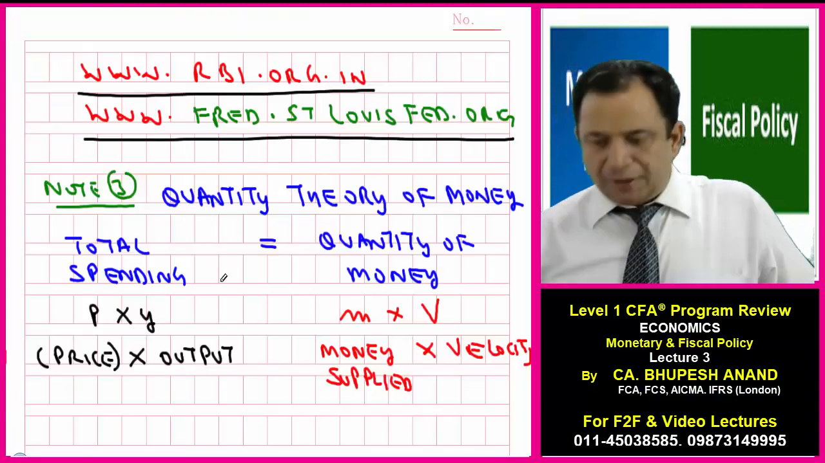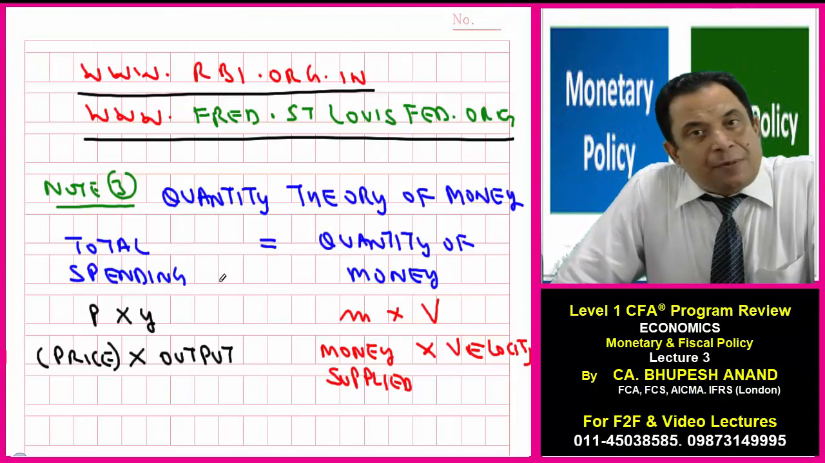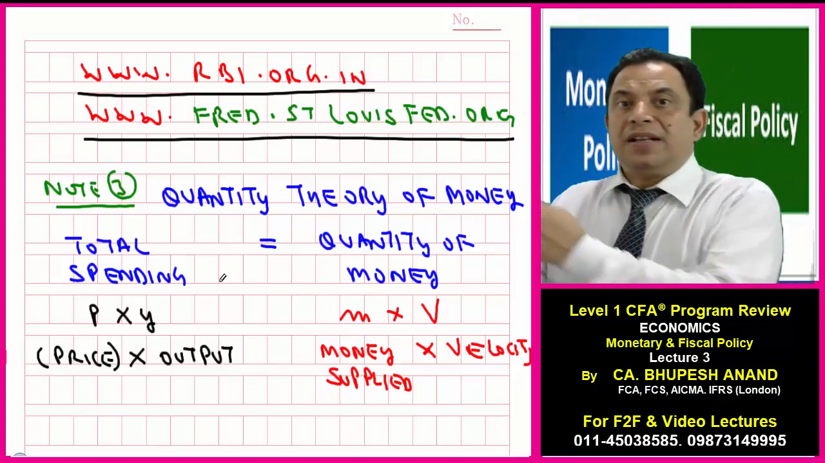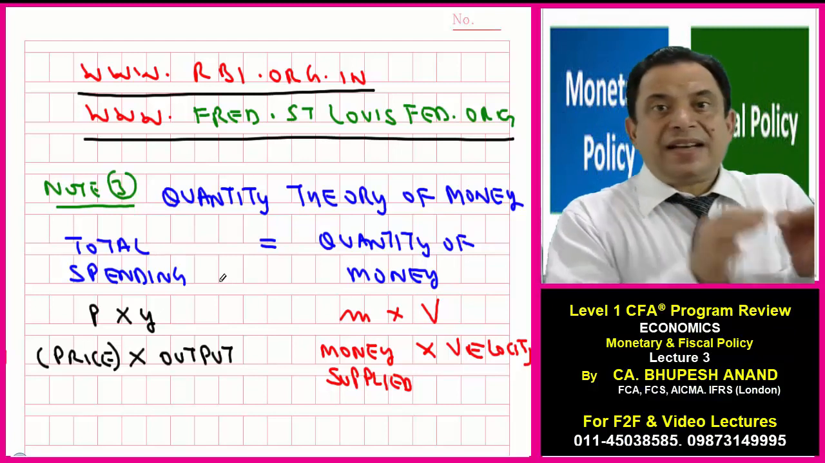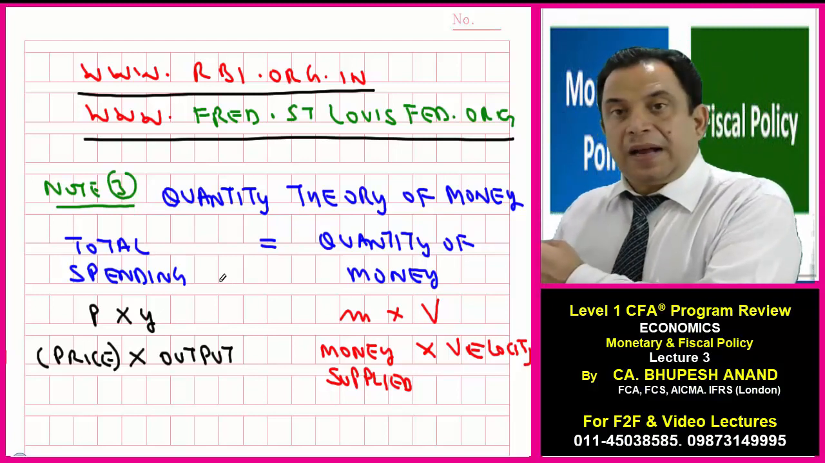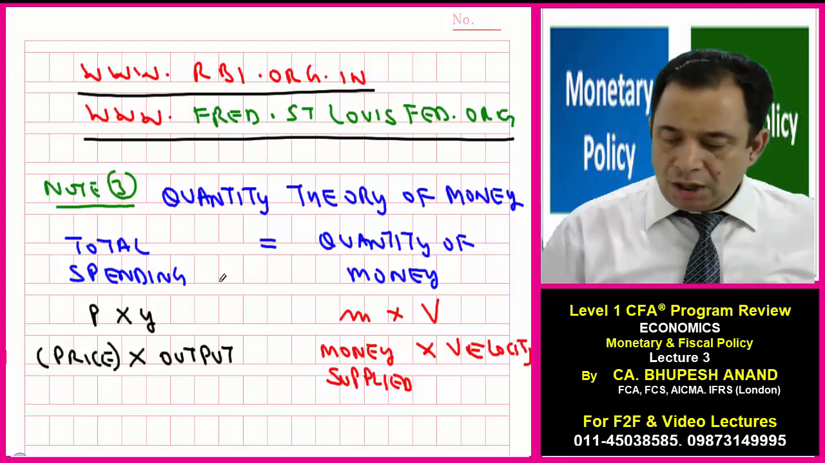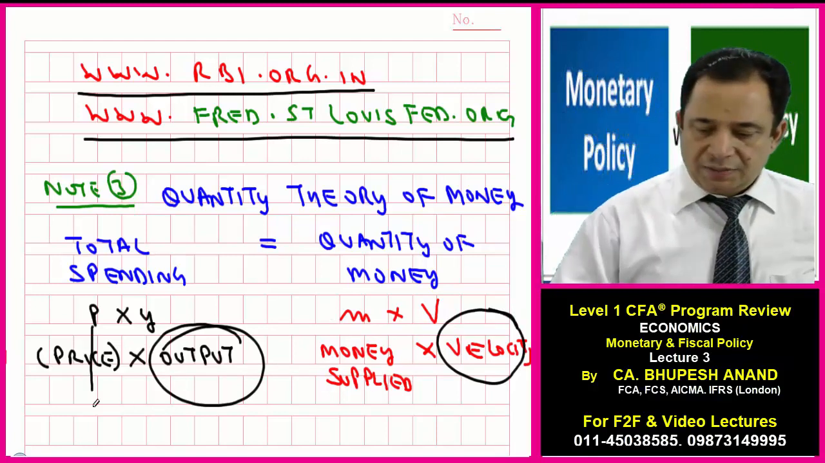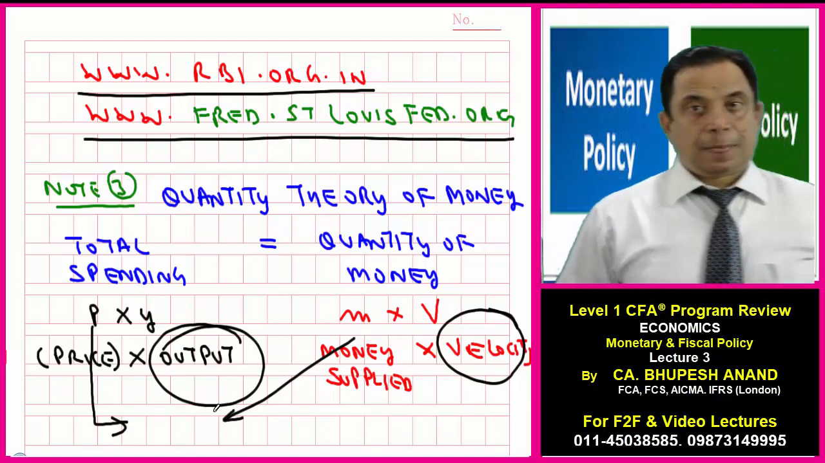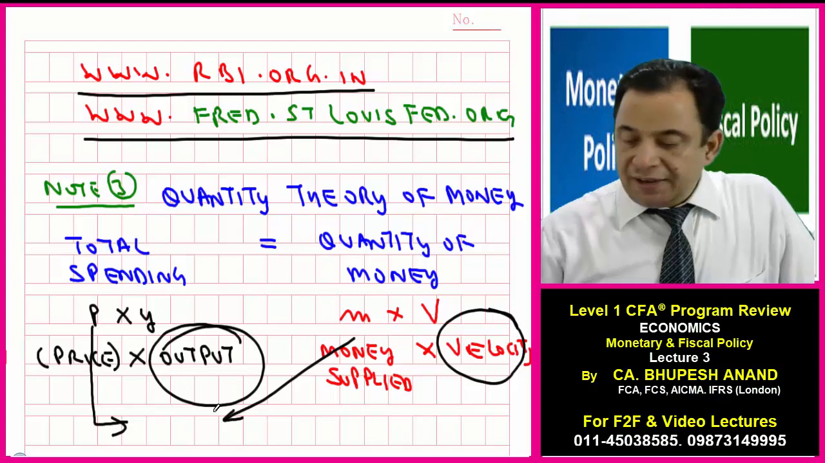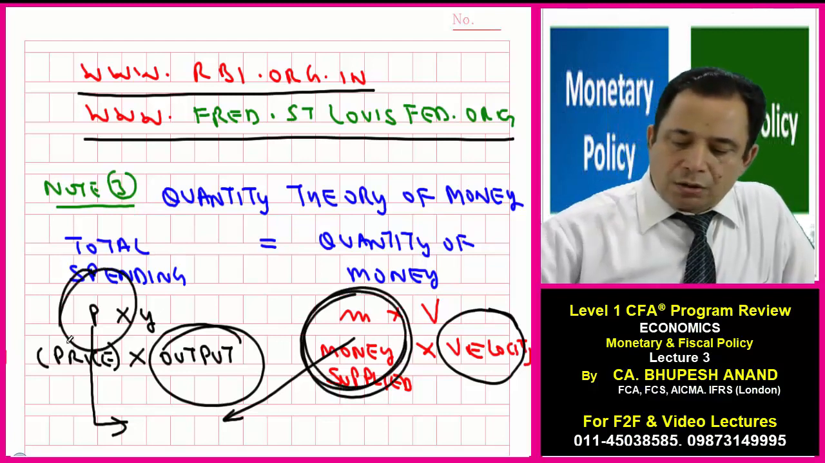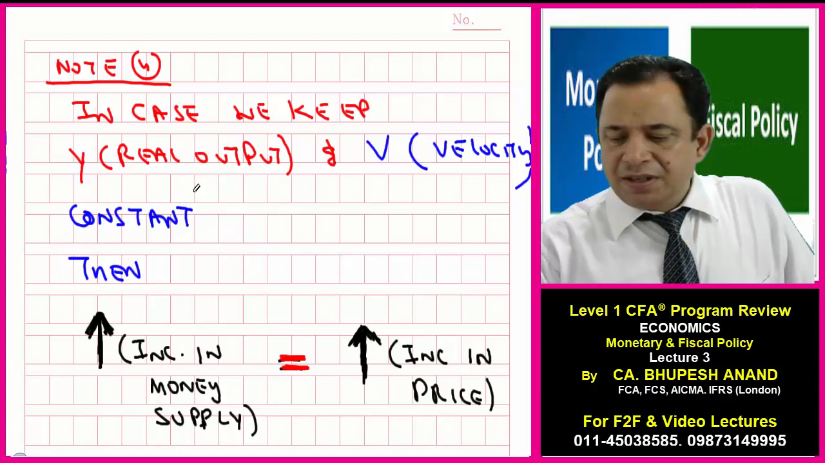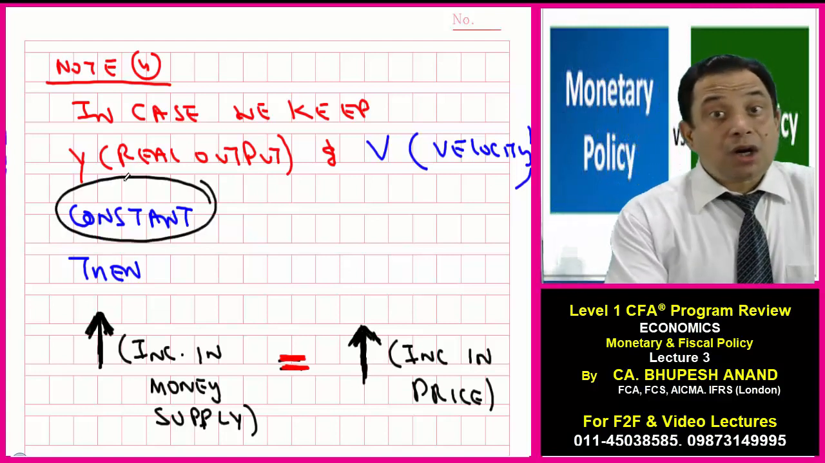So we are coming to note number 3, the quantity theory of money. Again, I am repeating the same equation. As per the quantity theory of money, the total spending should be equal to the quantity of money in the economy, and the total spending is equal to price into output, which is equal to money supply into velocity. Now, if I keep output and velocity constant, then price and money supply will be directly related with each other. You're getting the point? If I increase money supply, then price will also increase because they have a direct relationship. I have assumed this because in the long run we have to keep them constant.